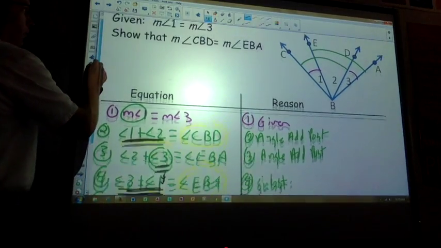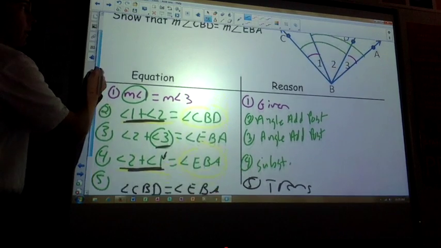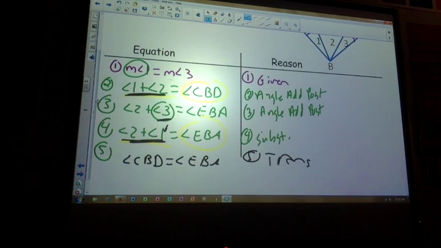Okay, and I think that's what we need to prove: CBD, EBA. Yep, it's there. Oh, I feel so much better about these.